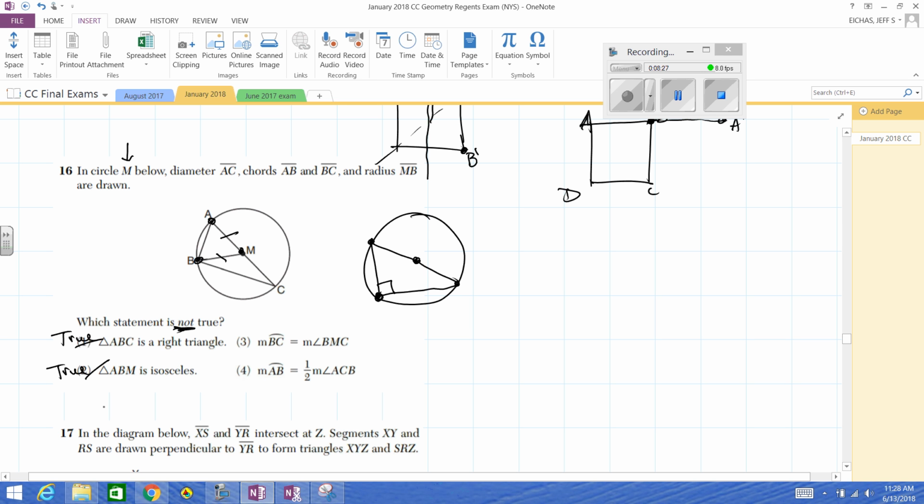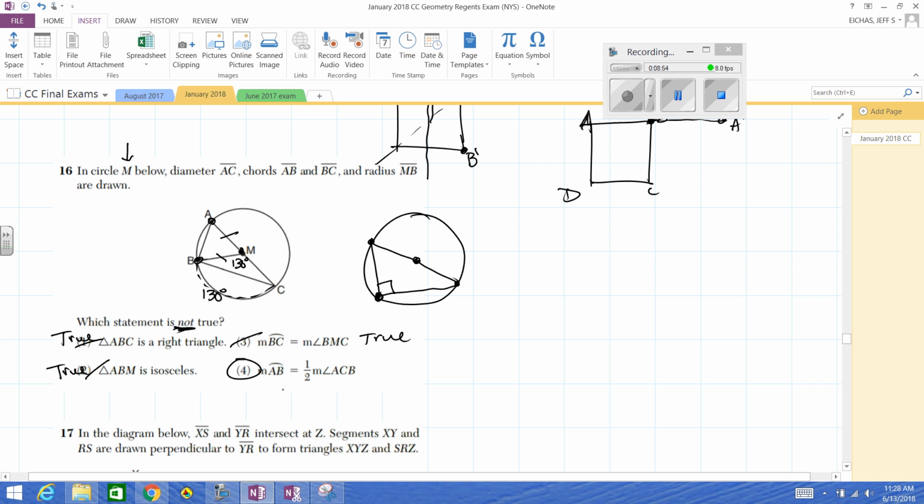Arc BC, okay, this is challenging. Measure, it's the arc angle measure. Is the arc angle measure of B to C the same as angle BMC? Let's make something up. Let's say it's 130. This arc angle measure and this central angle measure are in fact the same measure. This is actually true. So it must mean that this one's going to be false.